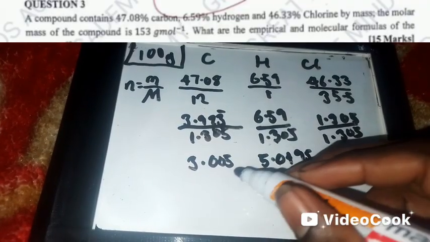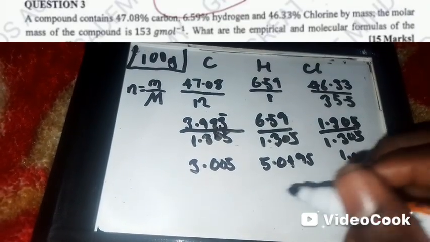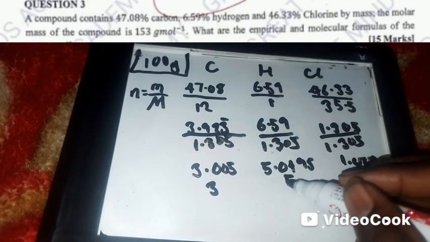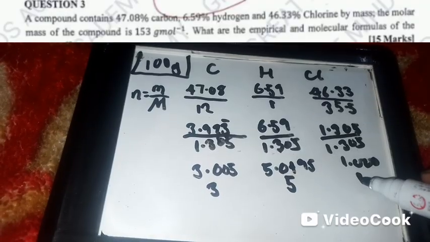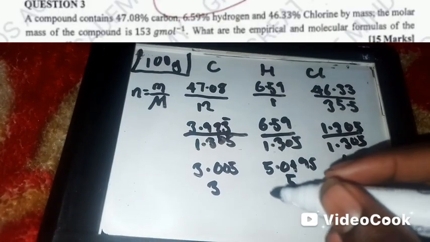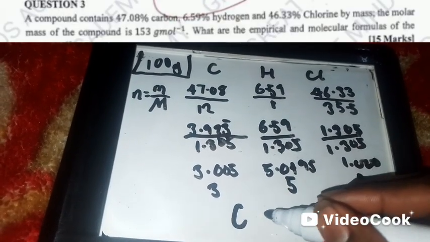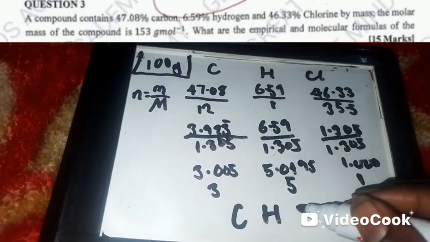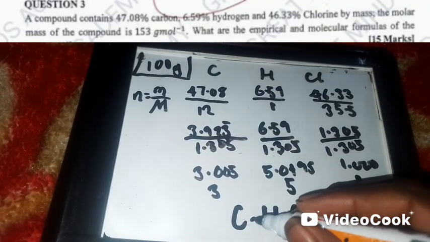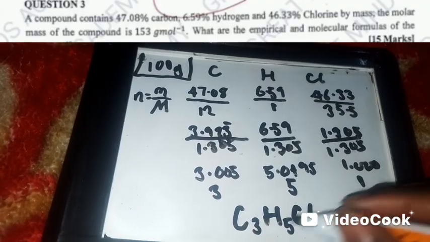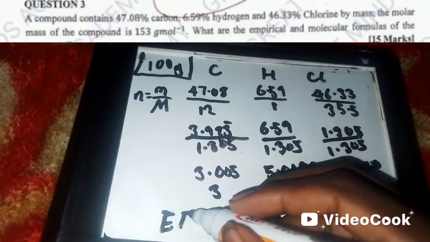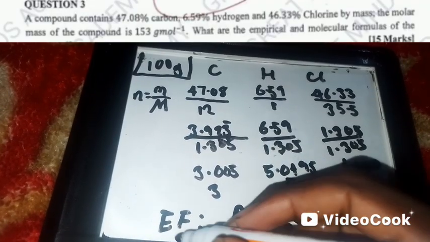So let's just round them off to their simplest whole numbers. So this is going to give us a 3, that's a 5, and that's a 1. So these are the simplest ratios of all these elements inside the compound. So finally, we have carbon, we have hydrogen, and we have our chlorine. So carbon is 3, hydrogen is 5, chlorine is 1. We don't show that. So this right here is how we find our empirical formula.